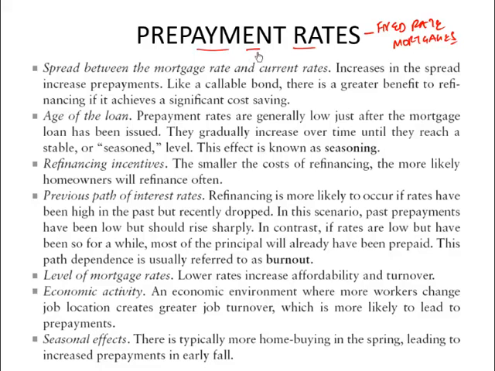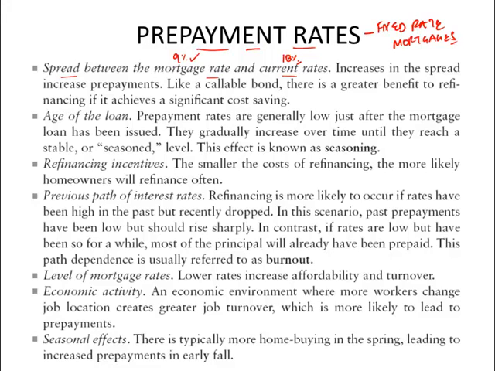So what determines the speed of prepayment? That is, how much prepayment would the borrower likely do? First is the spread between the mortgage rate and the current rate. So if the current rate is very high, let's say it is 10%, and we took our mortgage at a rate of 9%, then prepayments are not likely to happen, as anyways, if I refinance or I take a loan again, it'll cost me 10%. I have already locked in a rate of 9%.